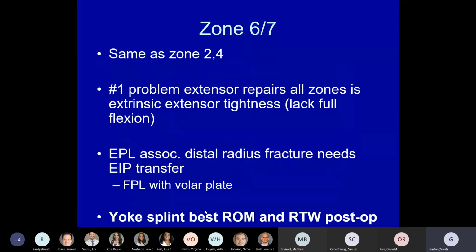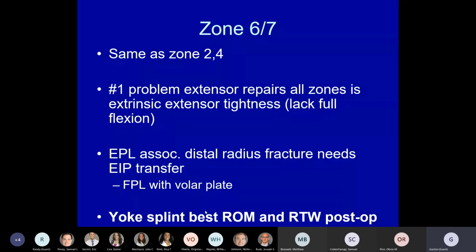Zone 6 and 7, same thing. Less than 50%, early range of motion. Greater than 50%, fix it and splint them. For any extensor tendon repairs, the number one problem of surgery is extrinsic extensor tightness, which means they have a hard time making a fist because of adhesions and scar.